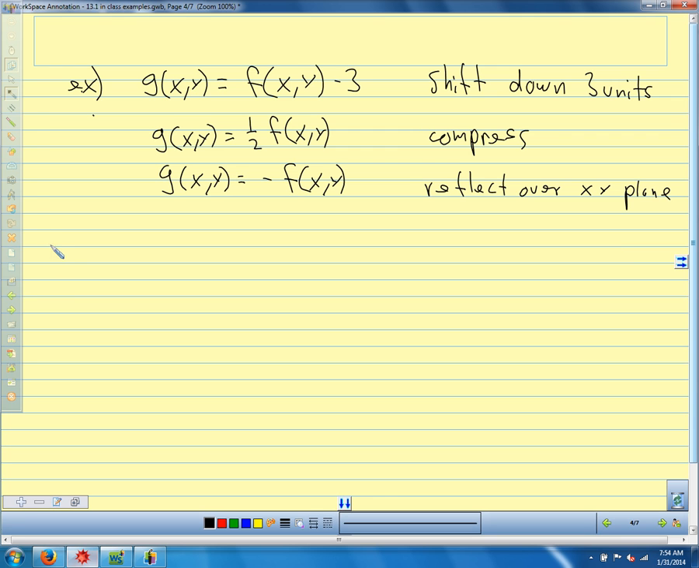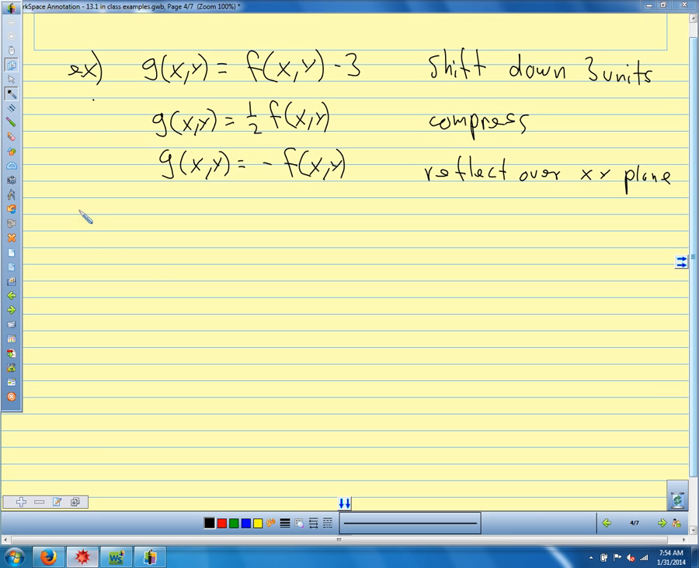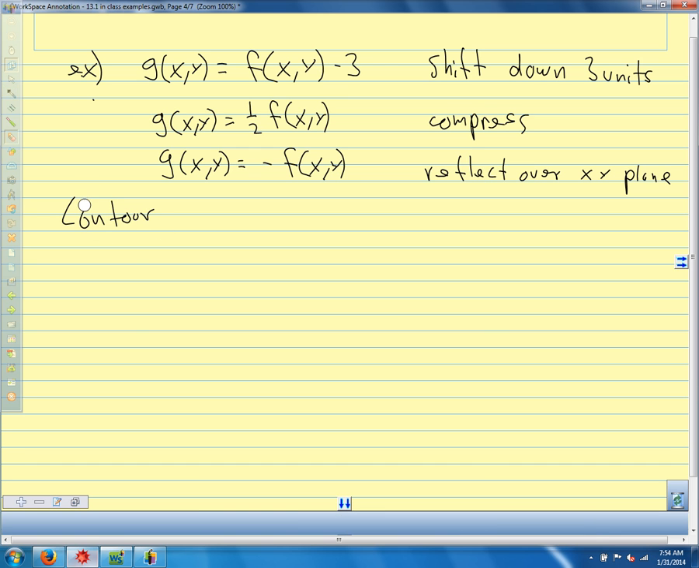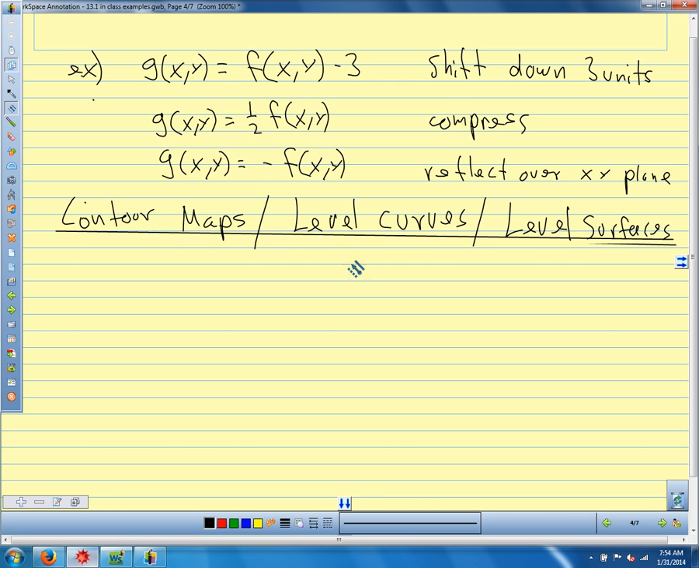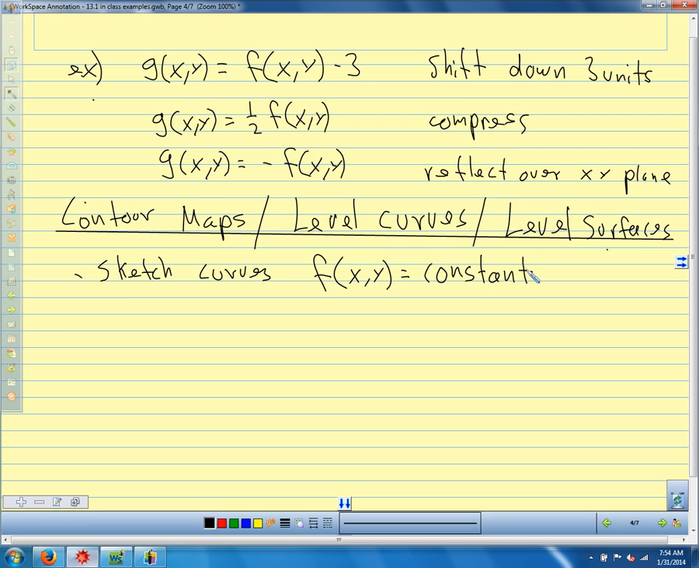All right. Next thing I want to talk about is contour maps, level curves, and level surfaces. So another tool that we can use to visualize these surfaces, these graphs of multivariable functions, are what we call contour maps, level curves, contour lines, level surfaces. So what we do is we sketch curves where f(x, y) equals a constant, to get an idea of what the curve looks like.